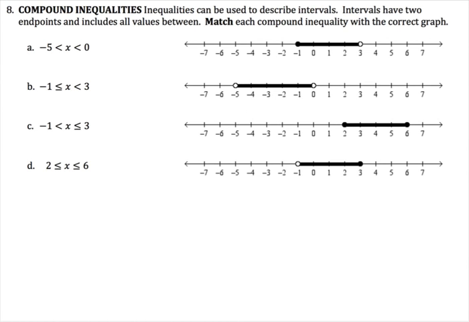And then number 8 is a matching problem with compound inequalities. What this statement means is every number between negative 5 and 0, but not including the endpoints. So if we look over here, every number between negative 5 and 0, but not including 0 and not including negative 5, this matches up with that graph.